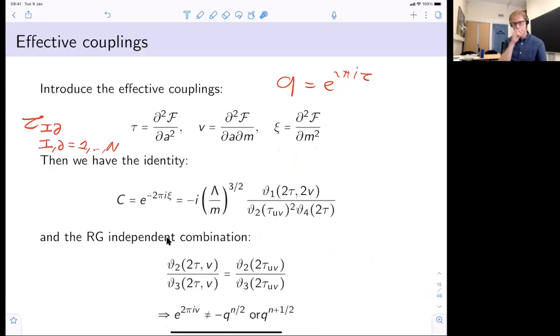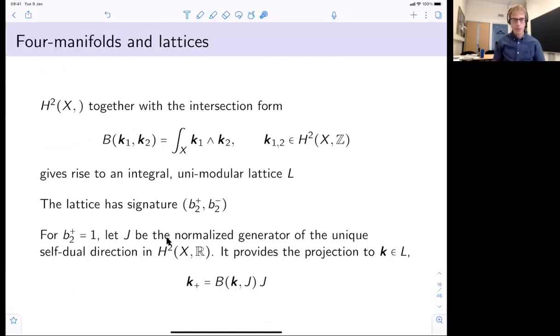Okay, so this was some discussion about the effective theory of N=2*. Now, our aim is to evaluate the partition function of this theory on a compact four-manifold. So I have to introduce some aspects of four-manifolds before continuing. So we have a four-manifold X, and sorry, there's a Z here.